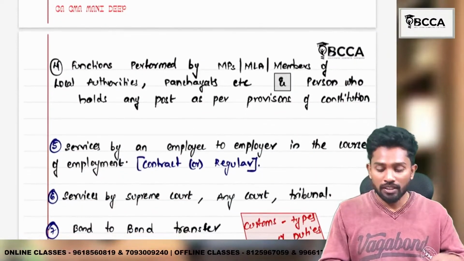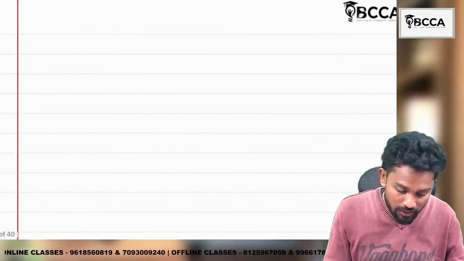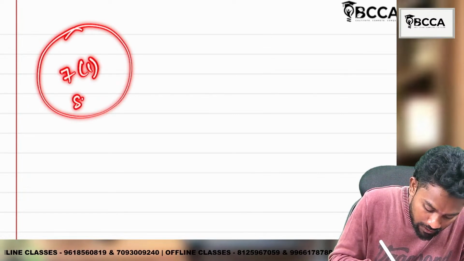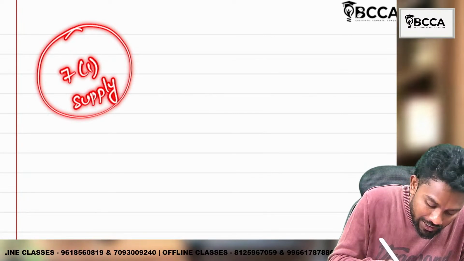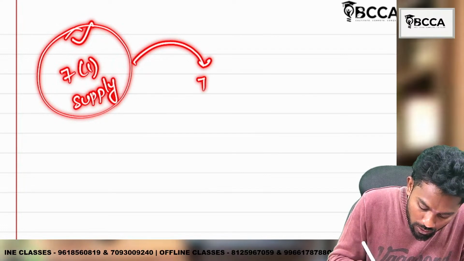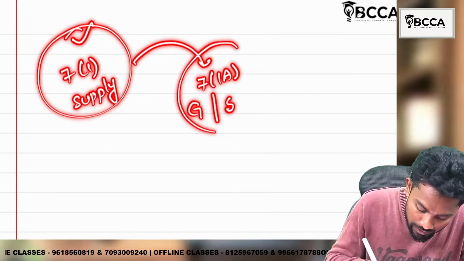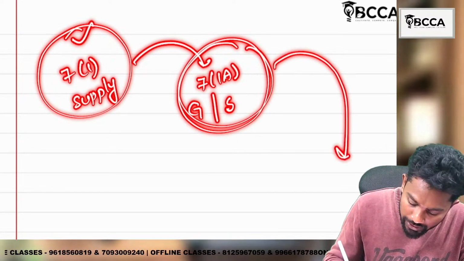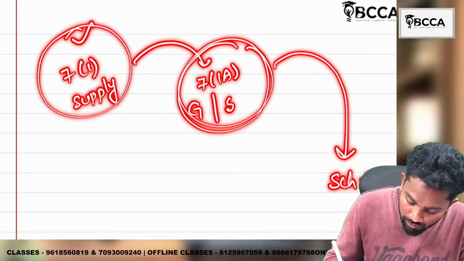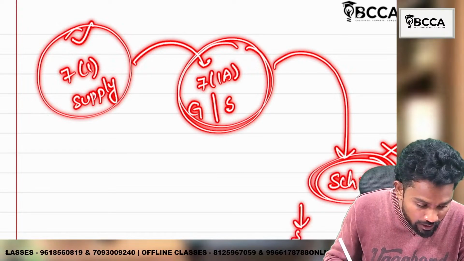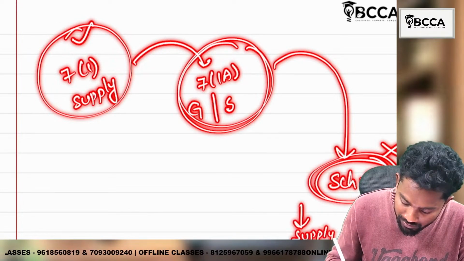You understood, right? So what we are doing, sir, in section 7, under 7 subsection 1 we decided whether it is a supply or not. Once that is done, you move on to 7 subsection 1A, and here you decide whether it is goods or service. Once that is done, you go again and check Schedule 3. If it is not covered under Schedule 3, then it is ultimately a supply.